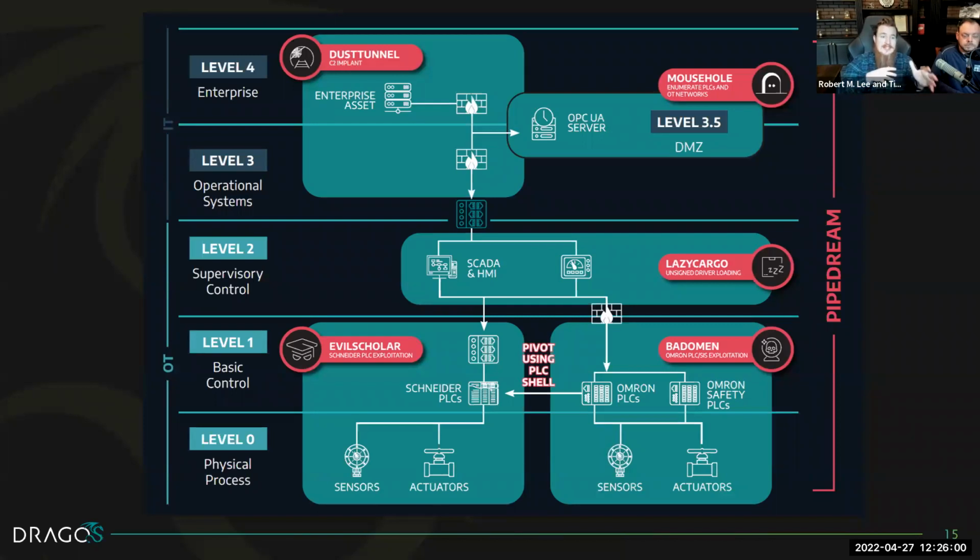But you would expect to see Dust Tunnel and Mouse Hole in kind of those IT environments. You'd expect to see Lazy Cargo anywhere, but you'd expect to see Evil Scholar and Bad Omen down in the actual control networks. They do not have to use all these capabilities. Any one of them is a perfectly fine capability. Between Bad Omen and Evil Scholar and Mouse Hole, you could use either of those three to cause disruptive and destructive effects. So we don't think that the adversary would necessarily use all modules all at once, but they could. But these are the ones you have to think about.